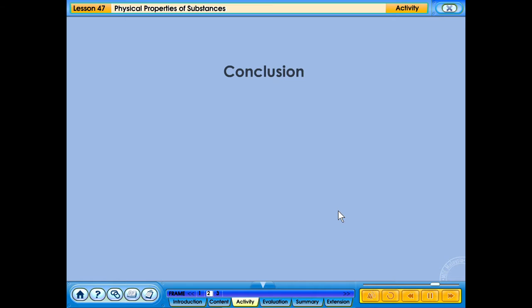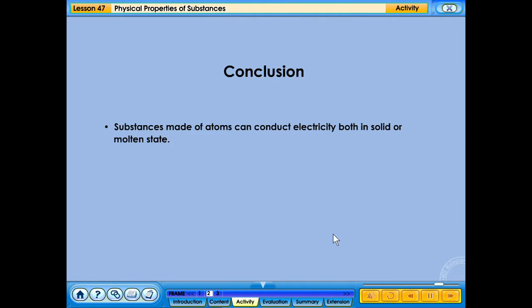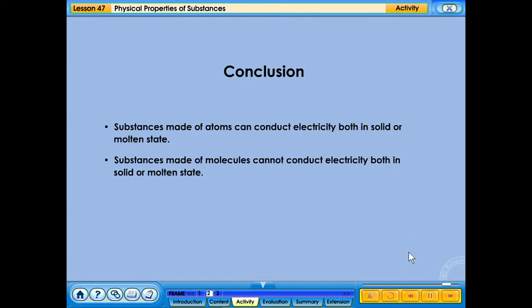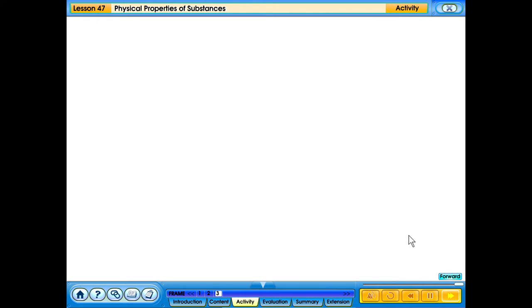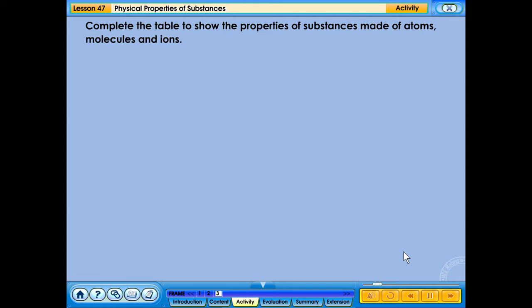Conclusion. Substances made of atoms can conduct electricity in both solid and molten state. Substances made of molecules cannot conduct electricity in solid or molten state. Substances made of ions cannot conduct electricity in solid form but can conduct electricity in molten state. Complete the table to show the properties of substances made of atoms, molecules, and ions.